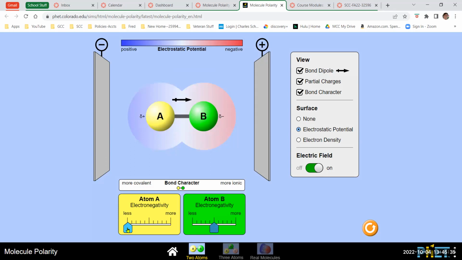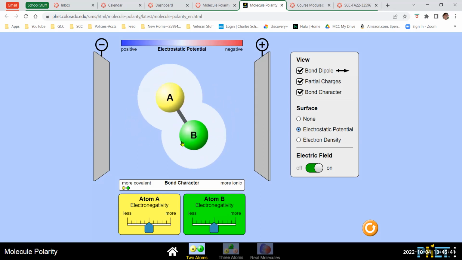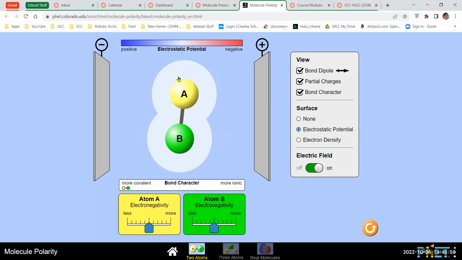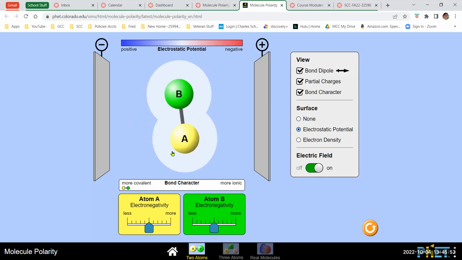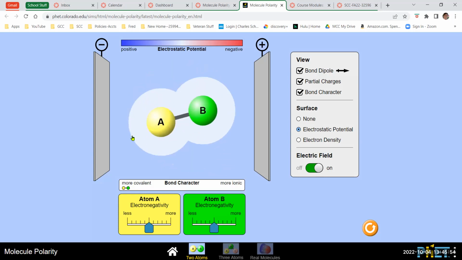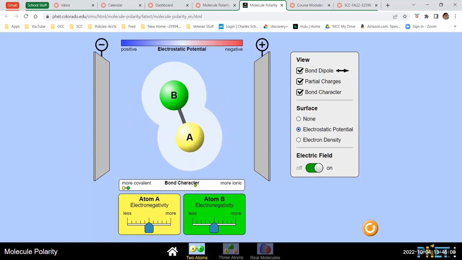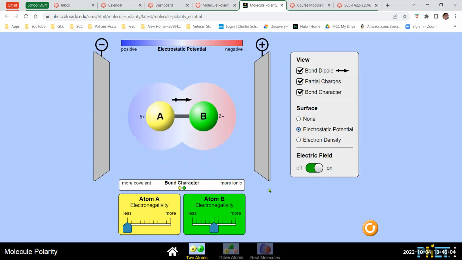Now, as the other electronegativity gets the same as the other one, then there's no dipole there. There's no effect, because there's no partial negative or partial positive side. The electric field has no effect on this molecule at all. Okay. So this is an example of a nonpolar species. So, play with this, you can see how that affects.